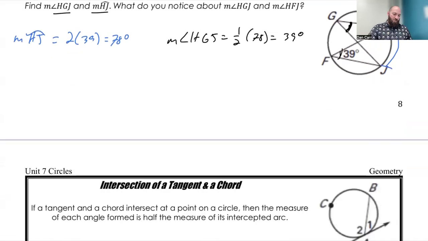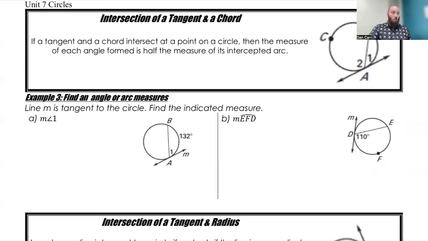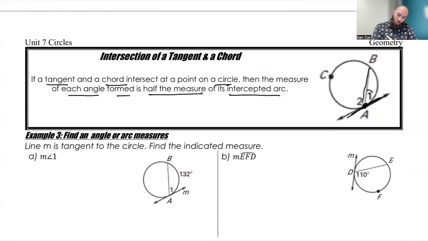Okay. All right. So we have the intersection of a tangent and a chord. If a tangent and a chord intersect at a point on a circle, so here's my tangent, here's my chord, here's the point that they're crossing at, then the measure of each angle formed is half the measure of its intercepted arc. So what I mean by that is, let me scroll down. This angle 1 here, the intercepted arc is this one right here, going from A to B. The endpoints are right here and right here of that arc. So that means that the measure of angle 1 is equal to 1/2 the measure of arc AB.